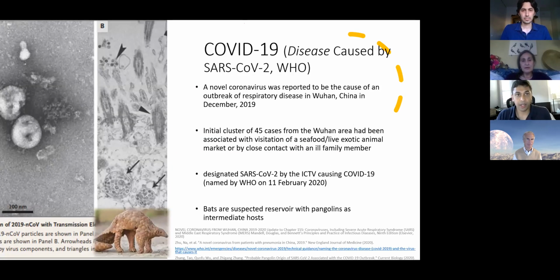This current pandemic is caused by SARS-CoV-2. So it's very similar in its structure to the original SARS virus. And SARS-CoV-2 causes COVID-19, which is the infection that is characterized by lung disease and viral pneumonia.